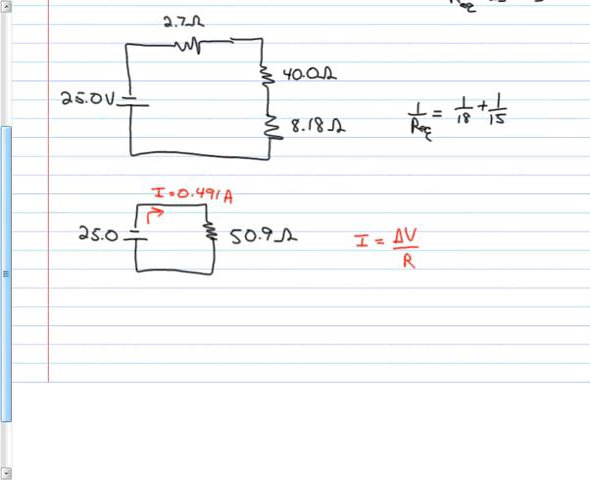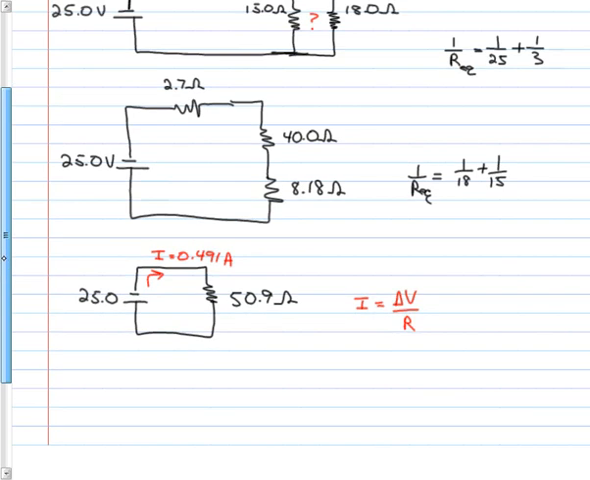0.491 amps. Now I'm going to start working backwards. If I step up one diagram, everything here is in series. So what's the current that goes through each of these? 0.491, because they're all in series. So I know I have 0.491 amps, 0.491 amps, 0.491 amps. I'm going to back up one more.